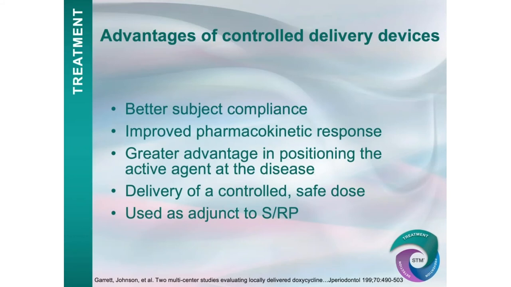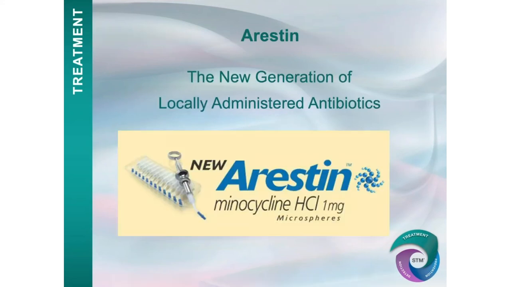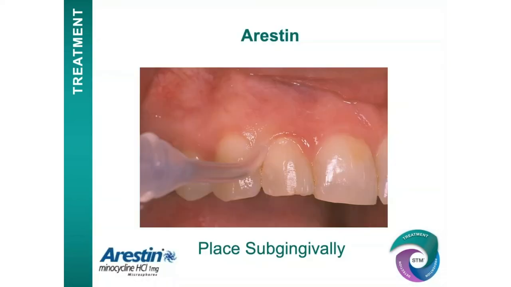The advantage, of course, is better compliance. We get an approved ED50, or effective dose 50, at the clinical site as opposed to an antibiotic, which is more of a systemic approach, and it takes, obviously, longer to get to that active site. And it's a controlled safe dose, typically used in our program as an adjunct to scaling and root planing. So Arestin, some of you have heard of Arestin, it's minocycline HCl. And in essence, one carpule, you inject that underneath the tissue.